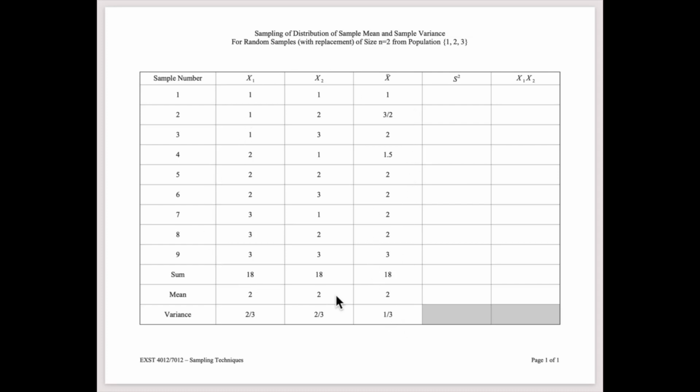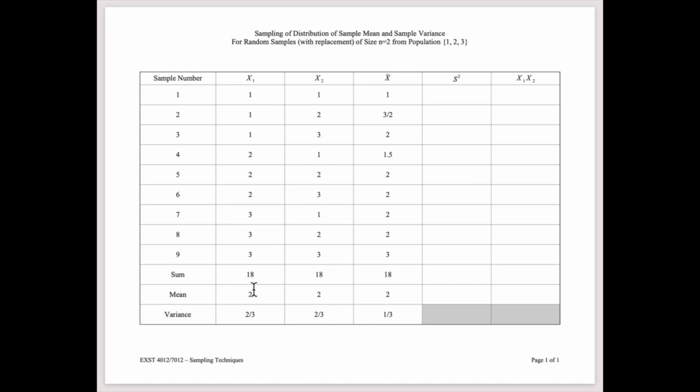Now, let me just point out here that in calculating summary values for these columns, I'm actually using population formulas. And the reason is because this collection of rows constitutes the entire sampling distribution of X bar. In all the possible samples of size 2 with replacement that we could take, these are all the possibilities. And so when we calculate these summary values down here, these descriptive statistics, we're actually calculating these using the population formulas. And that particularly applies to the variance formulas down here.